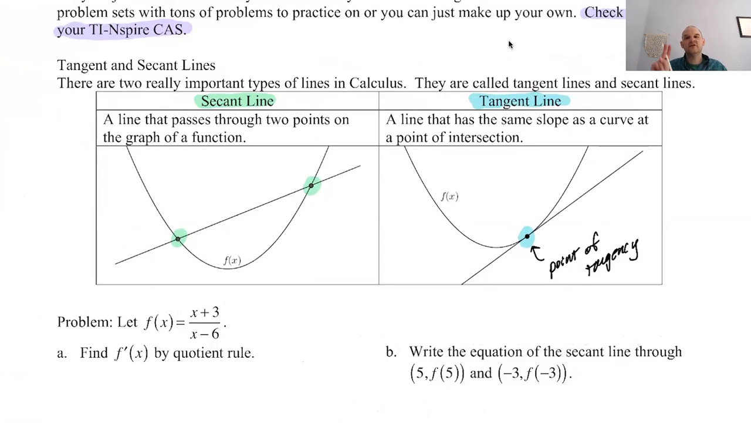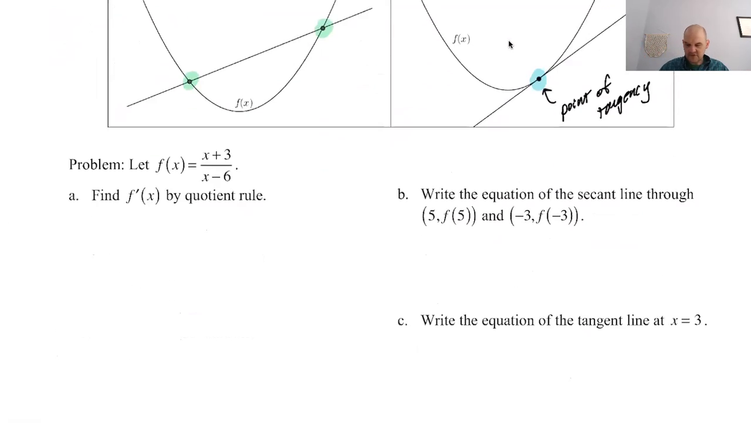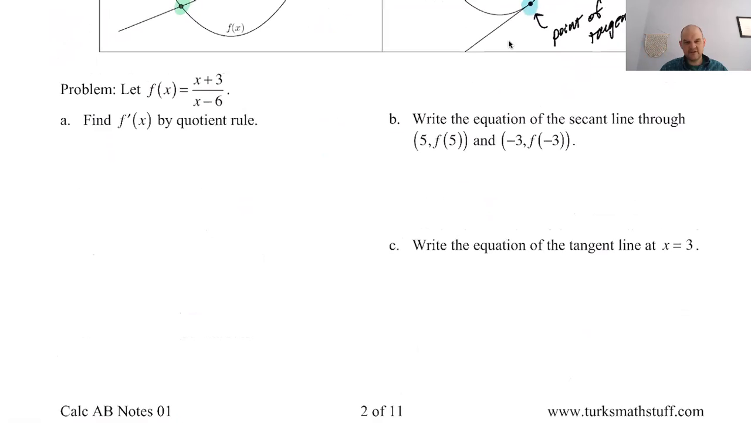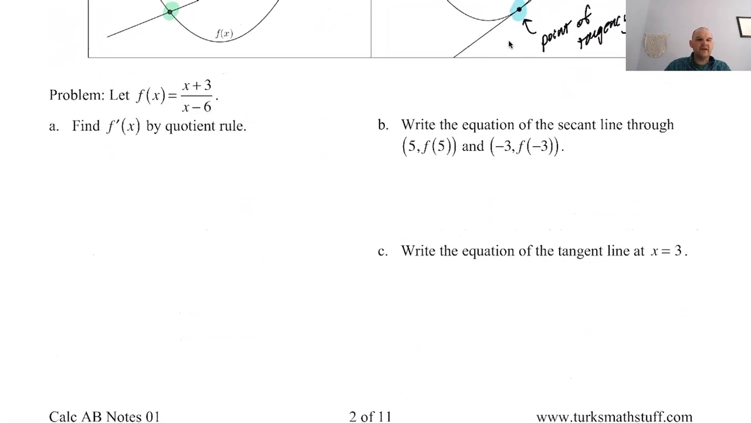So secant line, 2 points. Tangent line, 1 point. Tangent line, the slope is exactly the same as the slope of the curve. So that's what those are. And let's do these problems. So we have f of x is (x plus 3) over (x minus 6). Find f prime using the quotient rule.